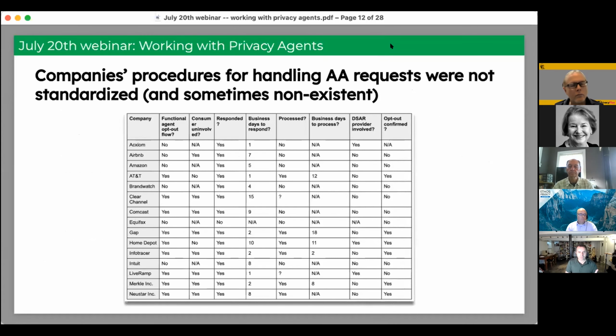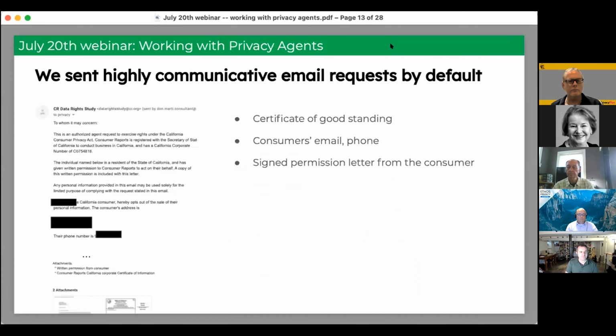Through this, we did a lot of work, which is similar to the work that Craig has done and which he'll talk about, to try to understand the consistency between different companies and how they handle authorized agent requests. So is there a functional and defined workflow? Do they have to get the consumer involved? Did they respond? How many business days to process? Was a provider, like a middleware provider, involved? And did they confirm the request? So we're building some knowledge of how these workflows work.